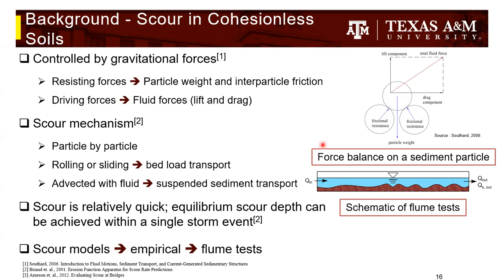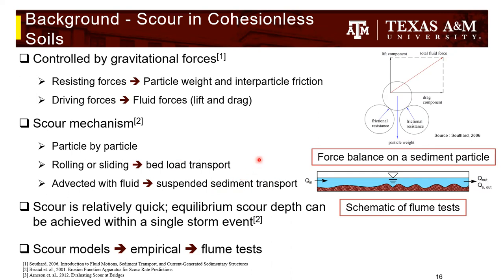And generally, if we look at the particular level, scour is a relatively quick phenomenon, and the equilibrium scour depth can be achieved within a single storm event. So it is really easy to reach the scour level. As I was saying, erosion is more of a wide scale or large scale phenomenon, but scour is a relatively local phenomenon, and that can easily be realized within a single event.